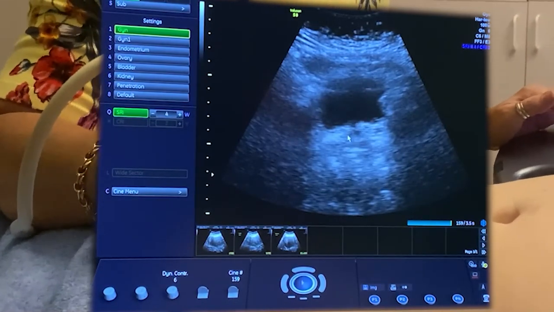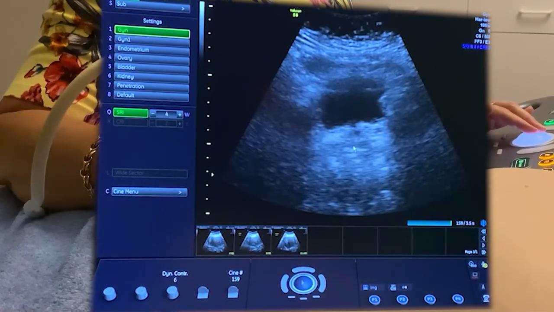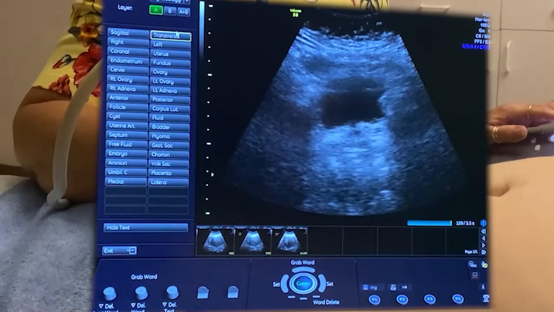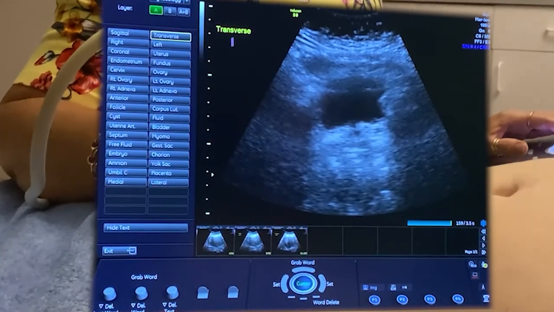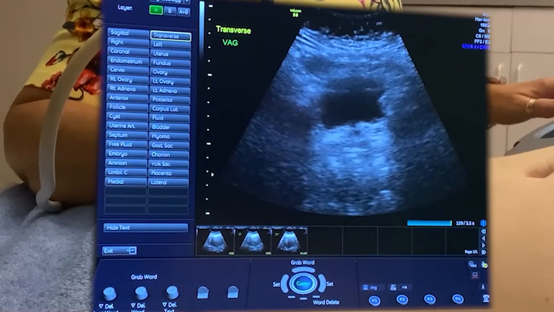This is the anterior portion, this is the endovaginal bright canal here, and this is the posterior aspect of the vagina. We label that by saying transverse vagina, and we can abbreviate simply VAG.